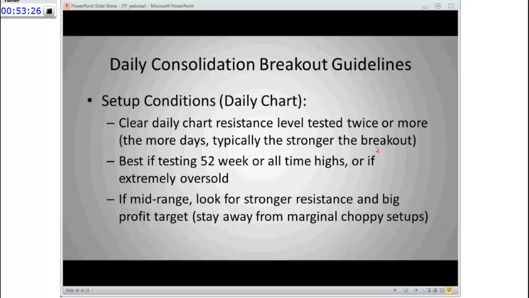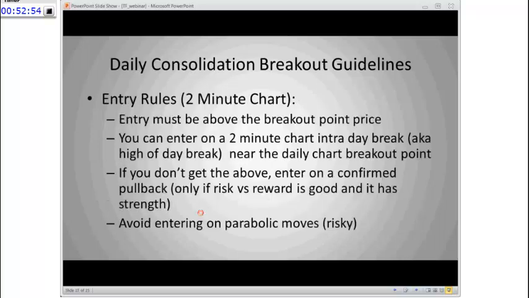It's best if you have a stock that's testing 52-week or all-time highs, or if you're extremely oversold. So basically, you don't really want to trade anything that's mid-range, or if you are trading mid-range, look for massive risk to reward. I'm talking more than 3 or 4 to 1, because a lot of times when you have a stock that's mid-range, that's where you get a lot of those fake out breakouts. But when we look at the 2-minute chart, this is when we can really start to eliminate the fake outs and really increase the odds.